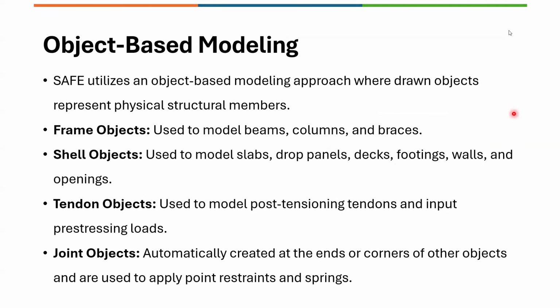Or even a SAP user can also adapt to this new software. SAFE follows the object-based modeling approach. So the objects are the frame objects, shell objects, tendon objects in case of PT slabs, and joint objects. These objects represent the physical structural members like a beam, brace, column, floor slab, wall, etc. So we will have them defined as a frame or shell for most of these members, and then use them in the modeling.